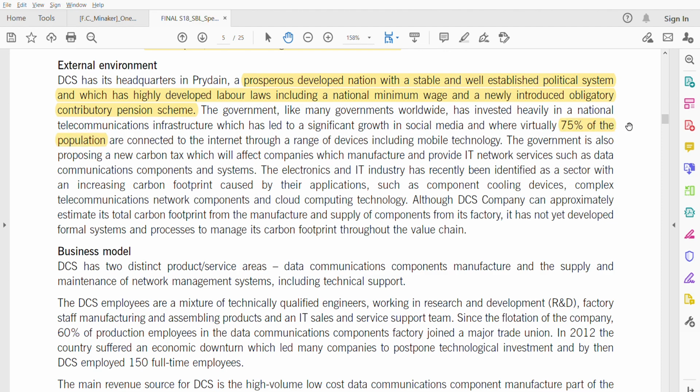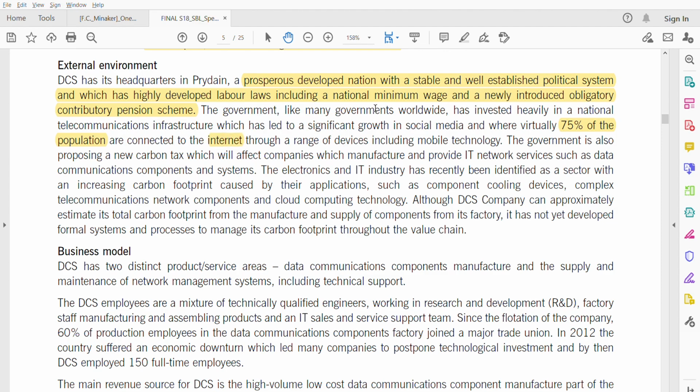Okay. So they are saying that government has invested in what? National telecommunication infrastructure. Okay, significant. There's a significant growth in social media. Okay, connected to internet. Cool.